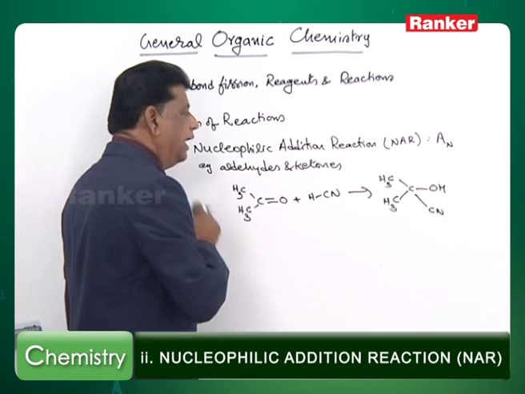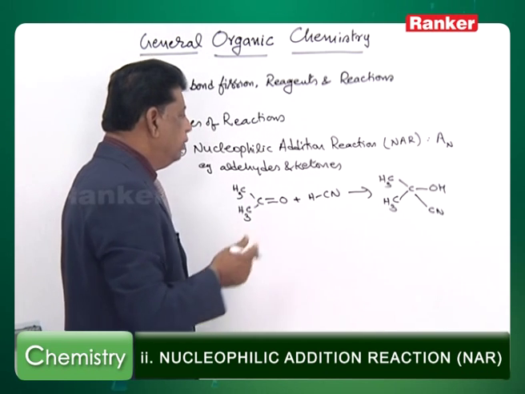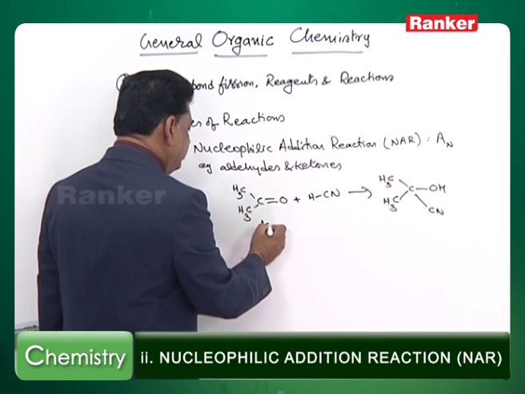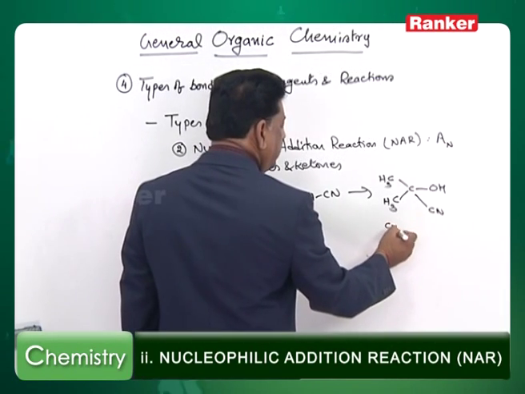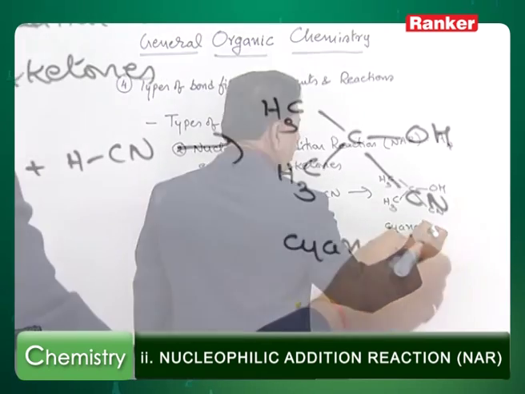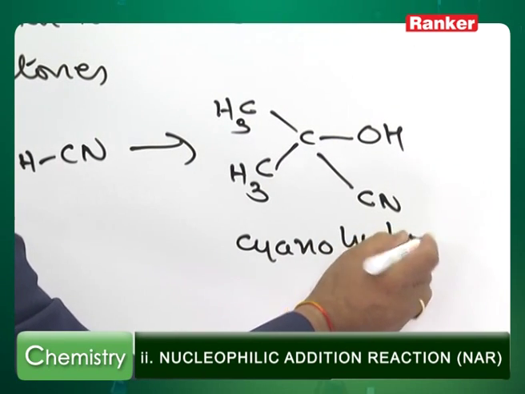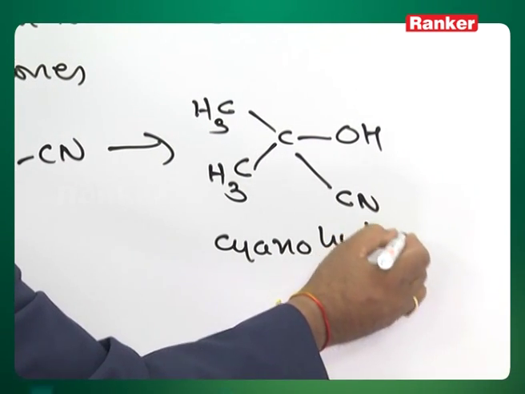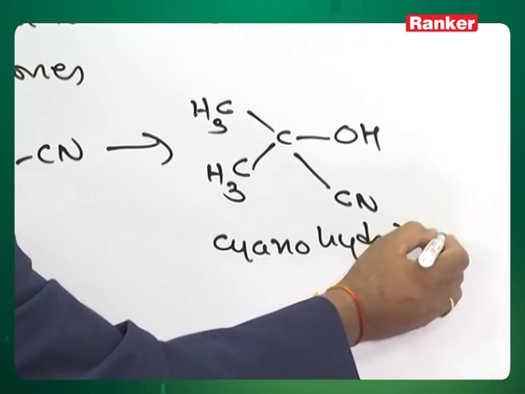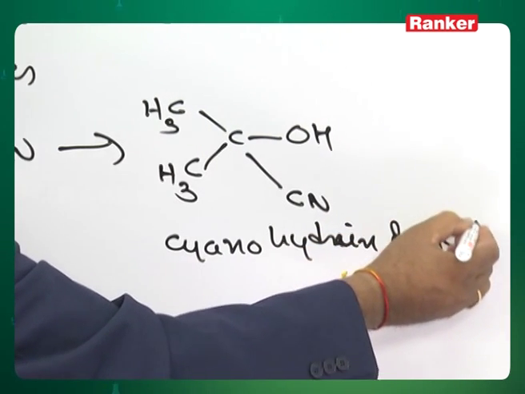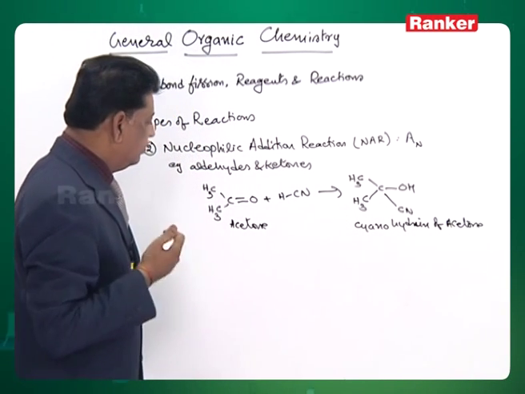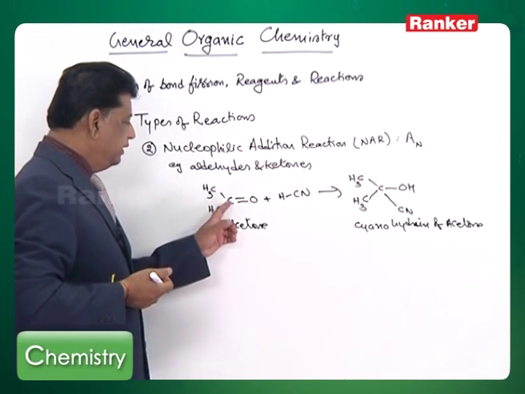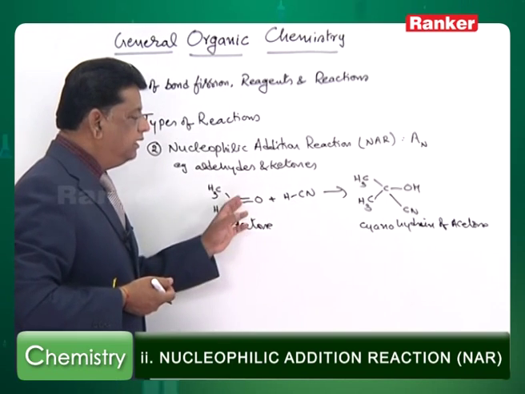HCN-added products are called cyanohydrins. If I call this acetone, the answer is the cyanohydrin of acetone. Cyanohydrin of acetone. The corresponding cyanohydrin is formed. In this reaction also there is a double bond, something is added, and the double bond has become a single bond.